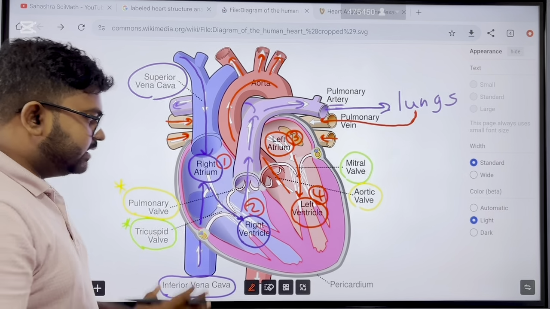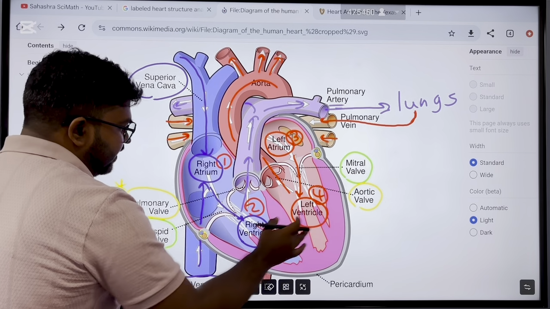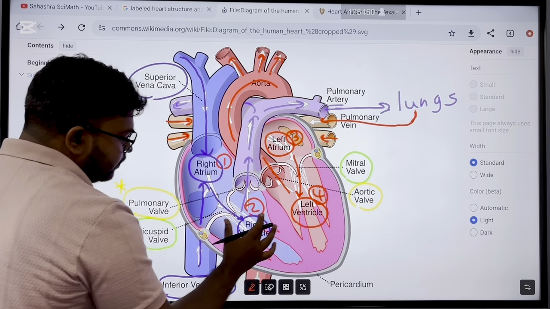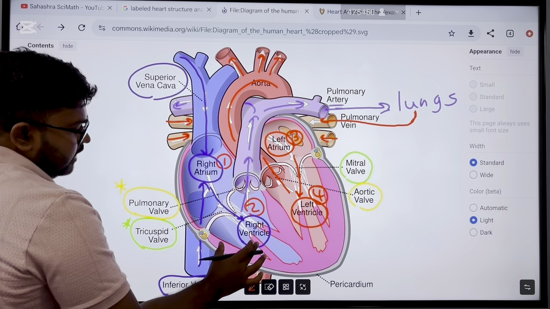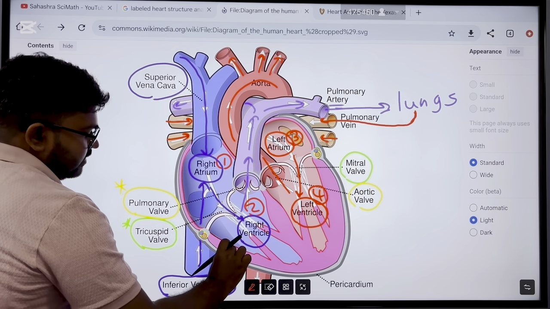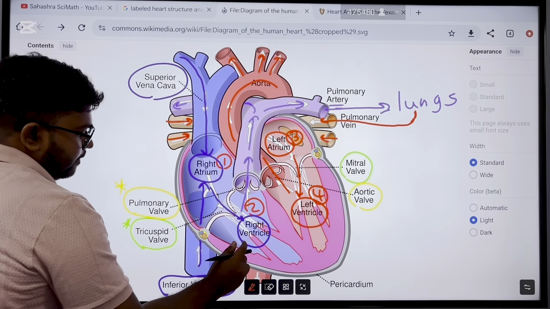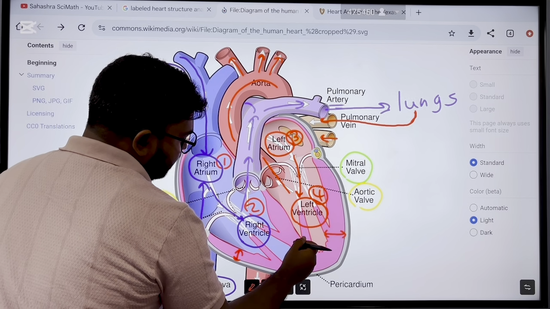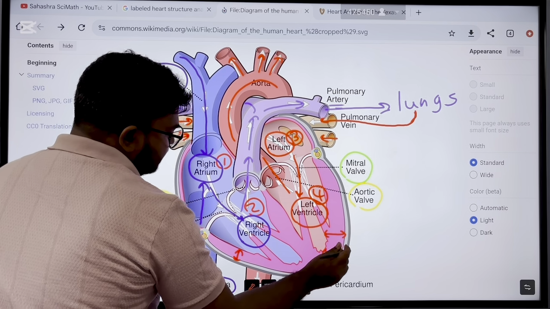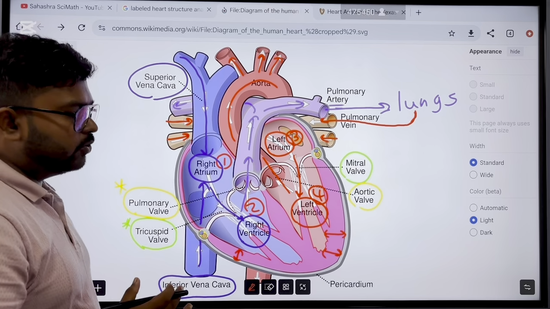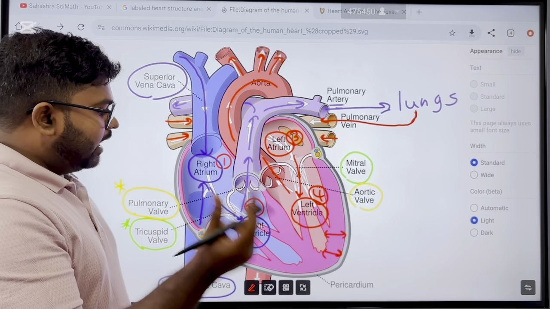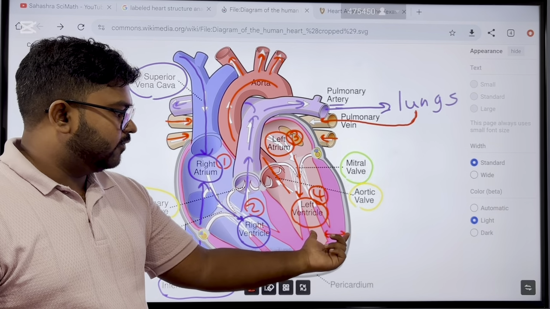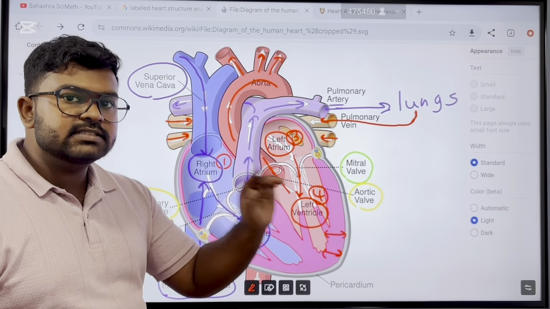If you consider the right ventricle and left ventricle, the left ventricular wall is thicker than the right ventricular wall. If this is the right ventricular wall, this is the left ventricular wall. As you can clearly see, the thickness of the left ventricular wall is higher than that of the right ventricle. What is the reason for that?